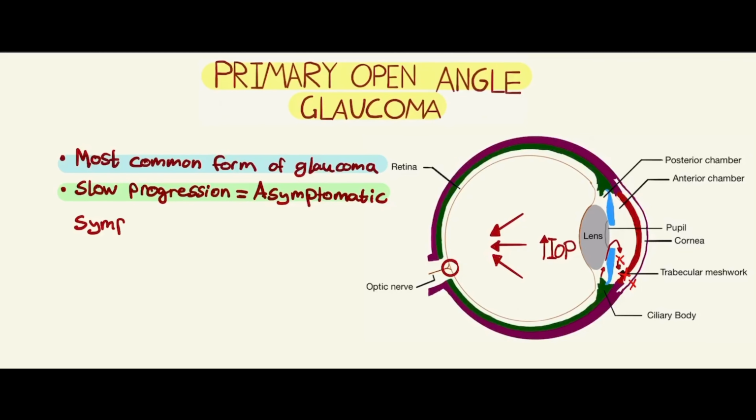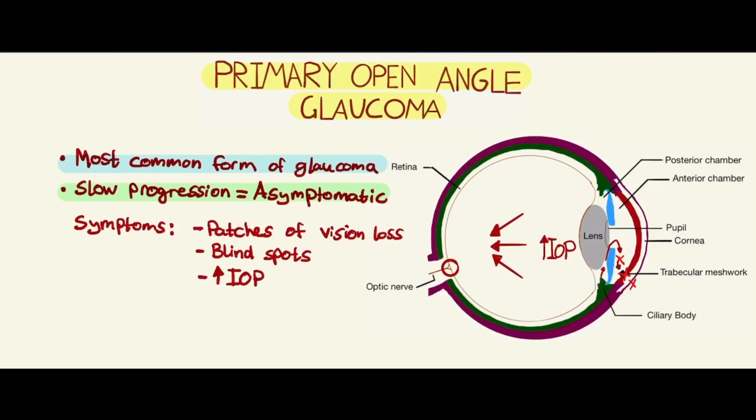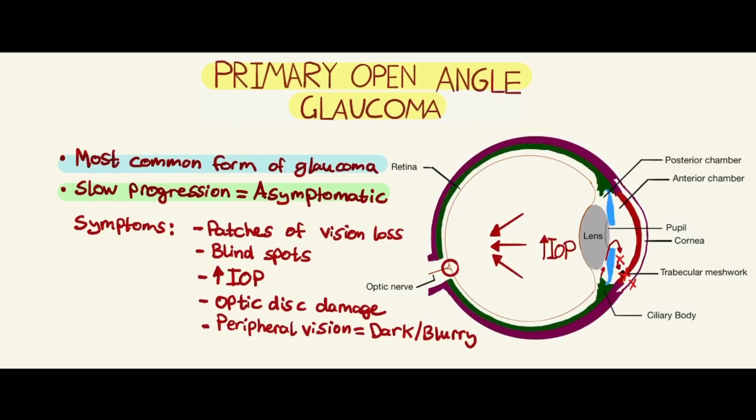But visible symptoms that can occur include patches of vision loss over time and blind spots. Another common symptom is an increase in intraocular pressure, causing optic nerve damage. Also, peripheral vision, which is the vision around the edges of an object that we normally look at, starts to become darker and blurrier. So let's have a look at the treatment of primary open angle glaucoma.